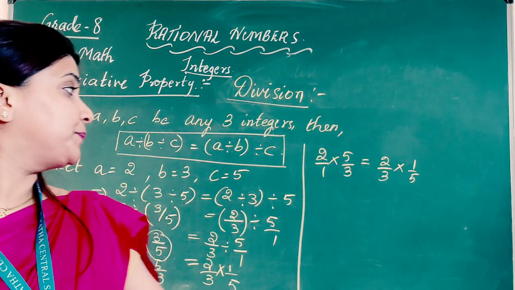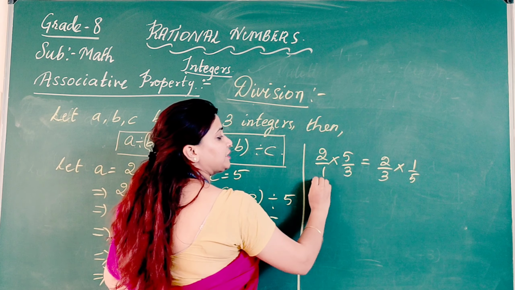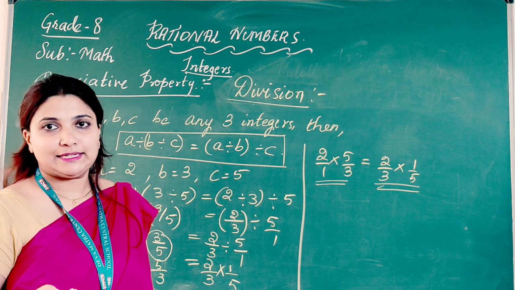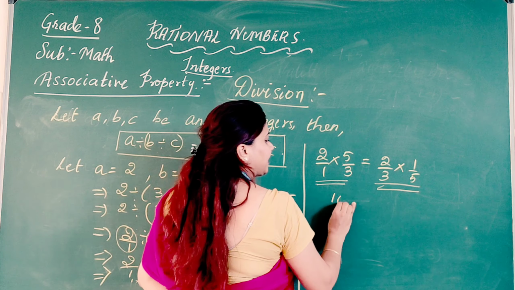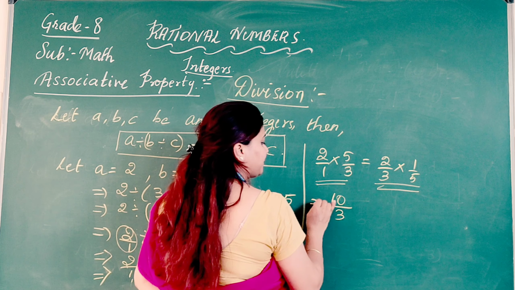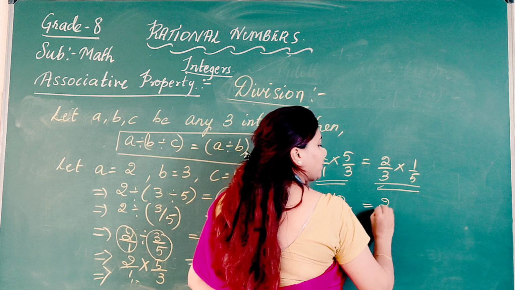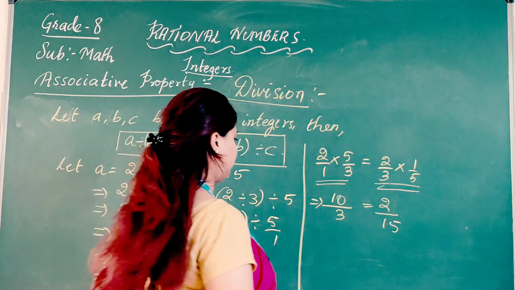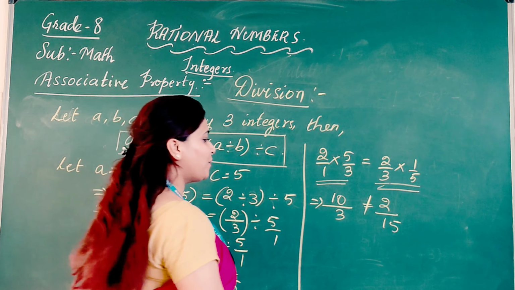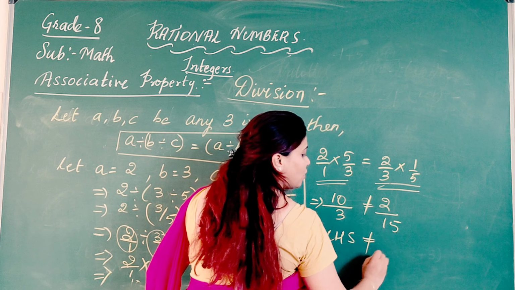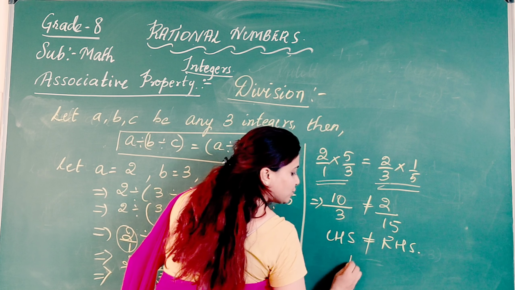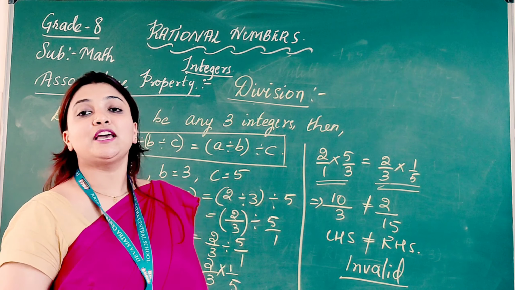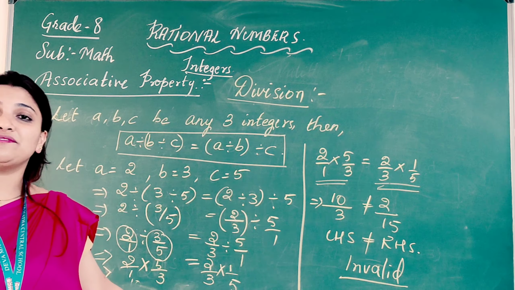Now what I'll do is, if I have to multiply any two fractions, directly multiply numerator with numerator and denominator with denominator. So therefore, 2 5s are 10 divided by 3 1s are 3 is equal to 2 1s are 2, 5 3s are 15. Do you think 10 by 3 is same as 2 by 15? Impossible. Correct? So my left hand side is not same as my right hand side. So it is invalid.